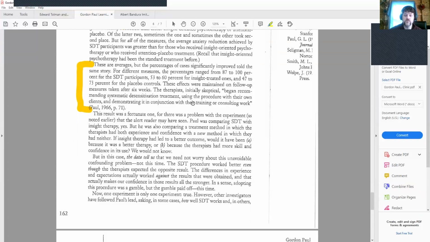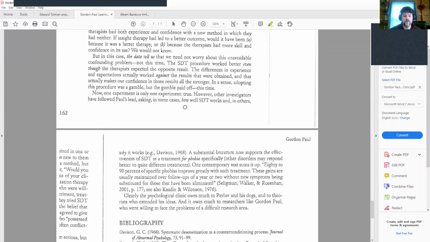So these therapists who were skeptical, and he goes through that, he says that this process could have been derailed because the therapists had to be trained in using SDT and they thought that the insight method was better, but it actually showed that SDT worked in spite of that. So the big idea here is that you can use classical conditioning for lots of things, in this case getting over the phobia of public speaking, but also that cognitive behavioral therapy is a really exciting, effective therapy option. So that's the Gordon Paul article.